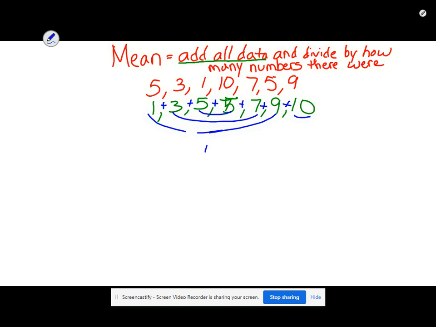So if we have 40, next it says divide by how many numbers there were. On our last test, this was one of our review questions, and people forgot to divide. How many numbers do I have, Tristan? 7. 1, 2, 3, 4, 5, 6, 7. Oh boy. What is 40 divided by 7? It's not a simple number, is it? See if you can do the math.